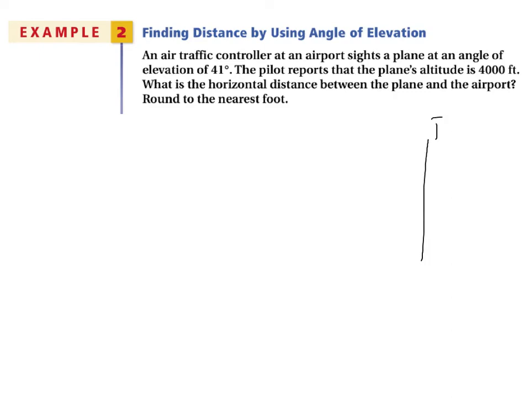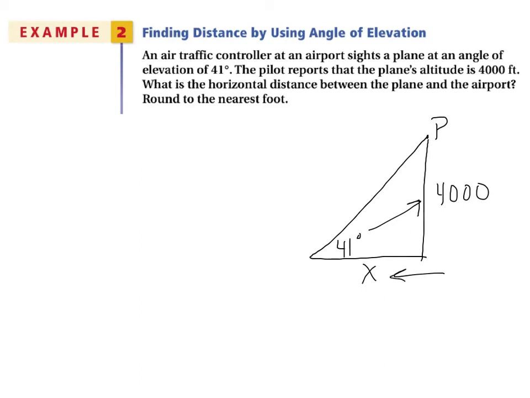We know the plane, which is up here, has an altitude of 4,000 feet. We want to find the horizontal distance, so I'm just going to call this x. And it has an elevation of 41 degrees. So let's figure this out. I have 41 degrees. What do I have based on that? I have the opposite side and the adjacent side. So that would be tangent. Tangent of 41 degrees equals opposite over adjacent.